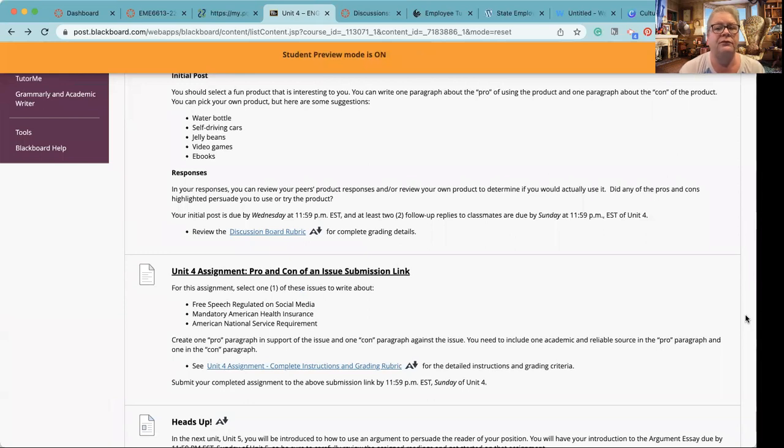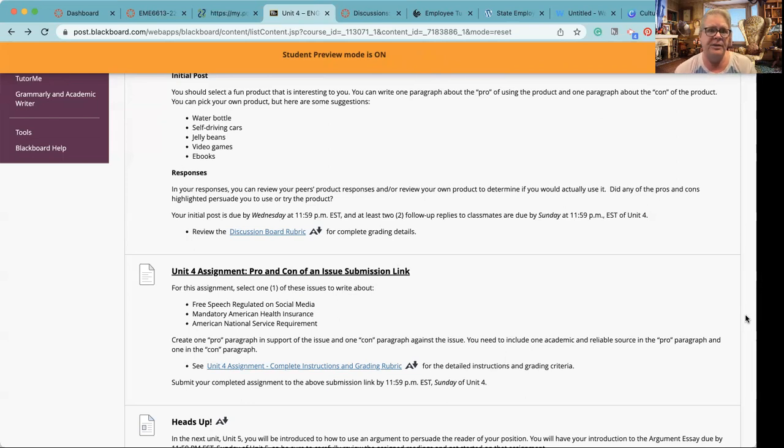All right. So finally, and this one's a big one because it's going to be what you're going to be working on for the rest of the class, essentially. You're going to be choosing an issue to write a pro and a con about. These are argumentative topics, and how we define pro and con is interesting because it's kind of dependent on your own perspective. But the three that you're going to choose from, and you only choose one: free speech regulated on social media. So if you ask that in a question form, it would be, should speech be regulated on social media? Mandatory American health insurance.